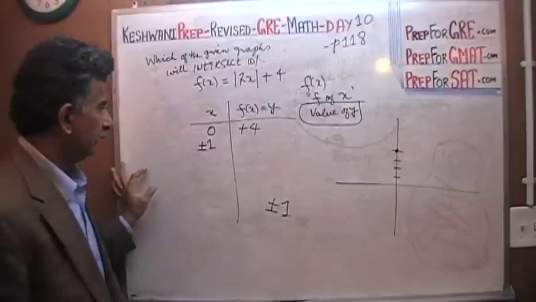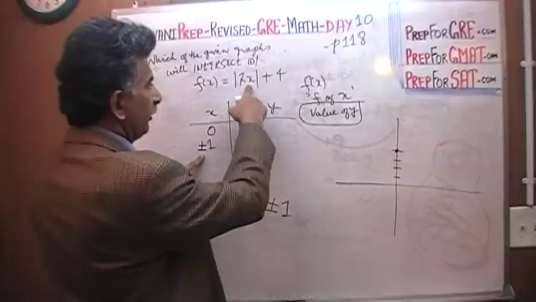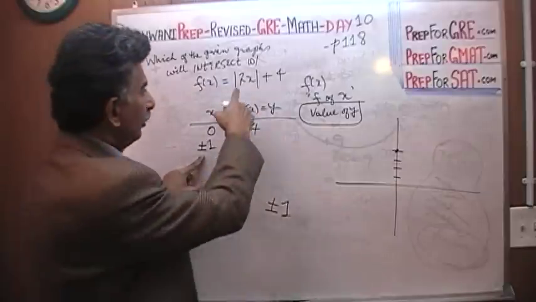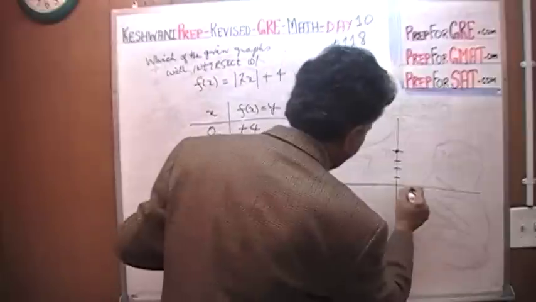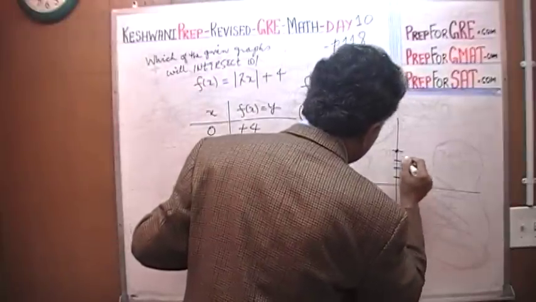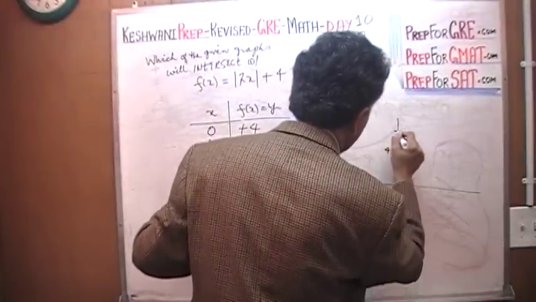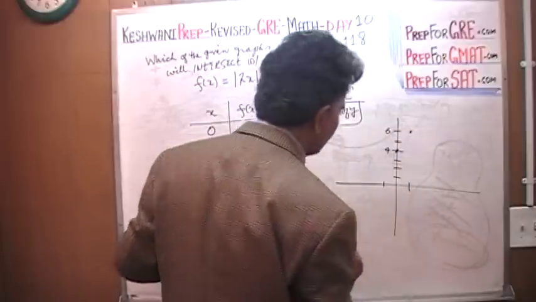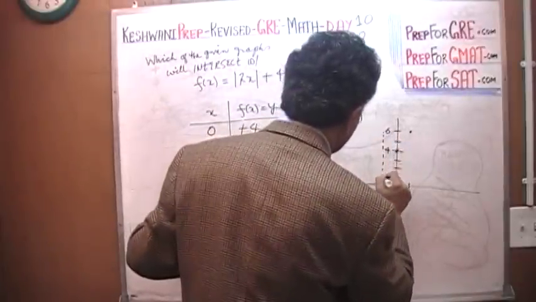Positive or negative 1. Whether x is positive 1 or negative 1, 2 times positive or negative 1 is positive 2 or negative 2, absolute value is 2, 2 plus 4 is 6, positive 6 that is. So if x is positive 1, the y is 6, which is right here, this was our 4, 5, 6, x is 1 right here, and when x is negative 1, it assumes the same value, right here.